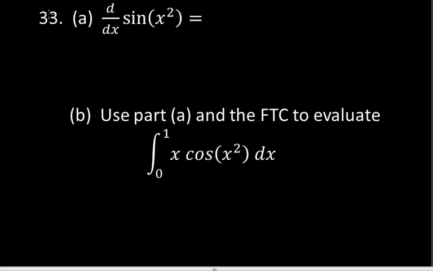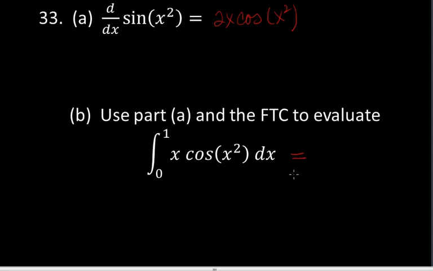Part A asks us to differentiate the sine of x squared. Well, we know from Calc 1 that that will be the cosine of x squared using the chain rule times the derivative of x squared, 2x. So that's the derivative, and now it says to use that fact and the fundamental theorem to evaluate the integral from 0 to 1 of x cosine x squared dx.